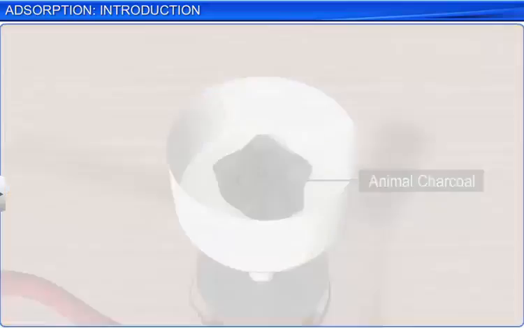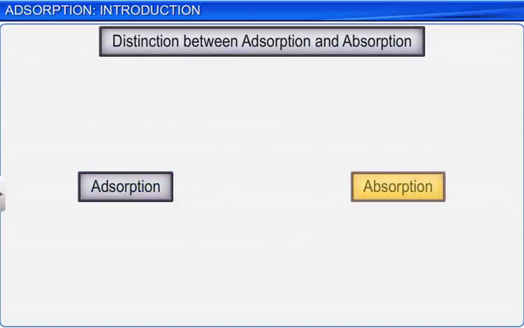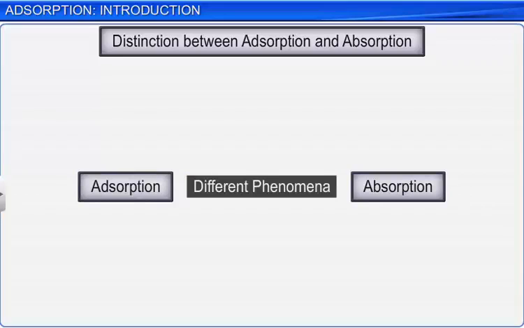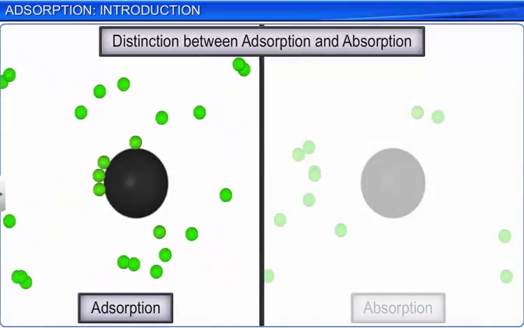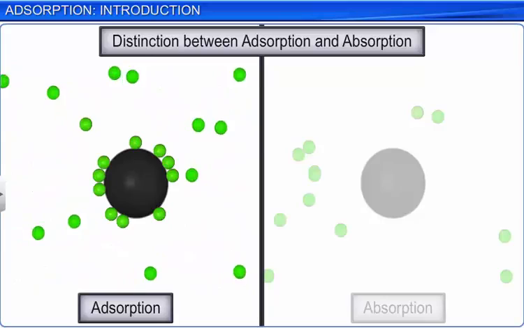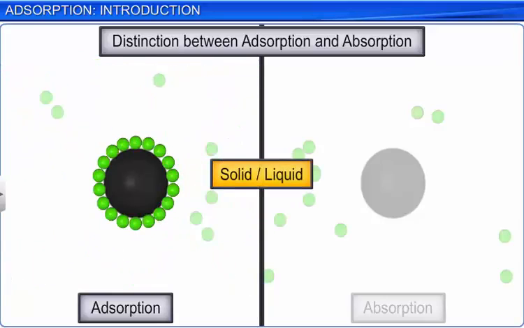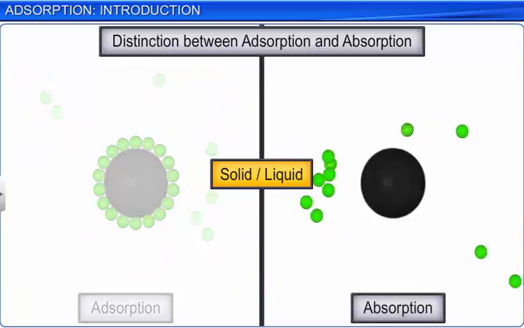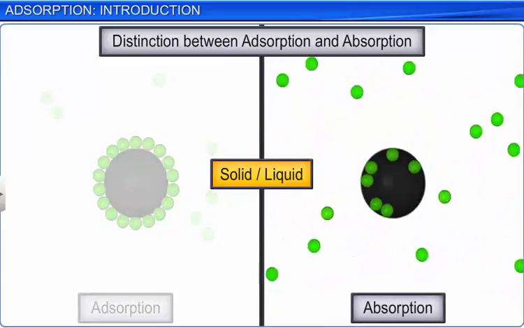It is very important to note that adsorption and absorption are two different phenomena. Let's look at how they are different. The term adsorption refers to the attraction and retention of the molecules of a substance only on the surface of a solid or liquid, while absorption refers to the passing of a substance through the surface into the bulk of a solid or liquid.